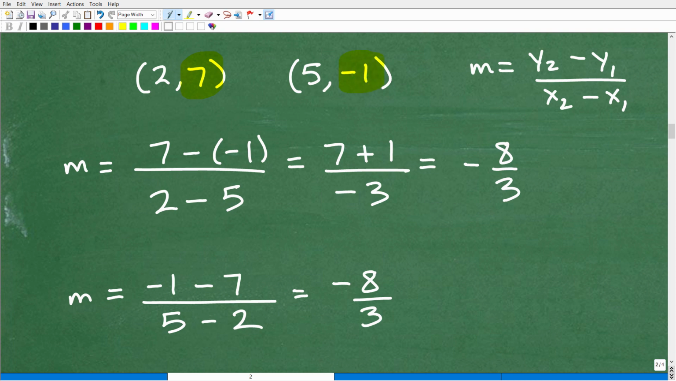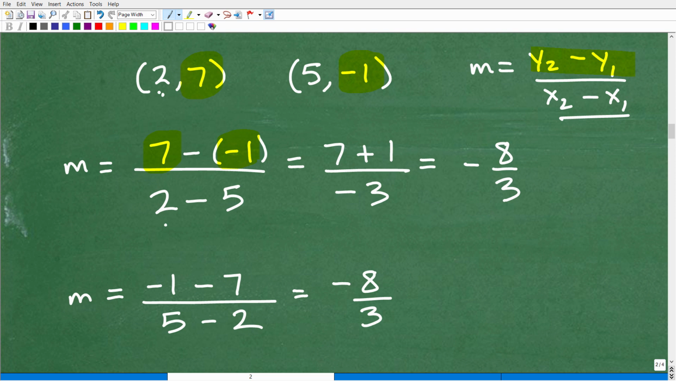Now here is what I want you to do. Notice in this particular setup, I'm saying 7 minus negative 1. I'm taking this 7 and subtracting away this negative 1. That means I'm finding the differences of the y's. No problem, that's perfectly okay. But when I find the differences of the x's, notice I'm taking 2 down here and writing 2 first. Here's what I want you to do.